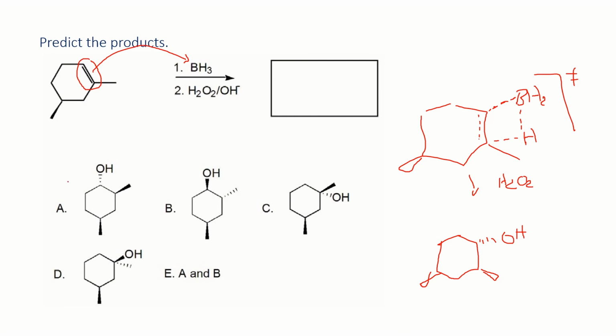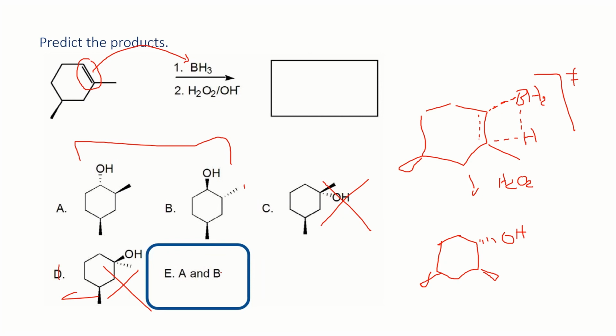This is not an anti-Markovnikov product, and C is not an anti-Markovnikov product. Sorry, this is not an anti-Markovnikov product because the OH is on the more substituted carbon. Herein, this is not an anti-Markovnikov product either. So we're left with these options, and you can see that here the methyl is opposite, and here also the methyl is opposite. So both of those are acceptable.